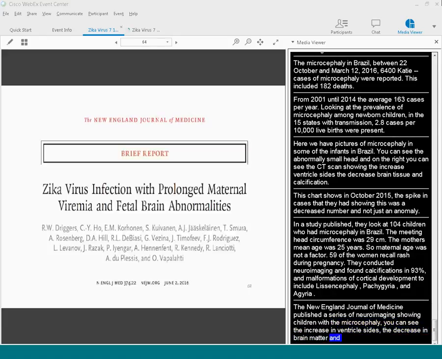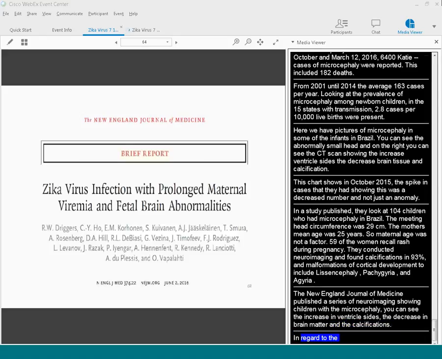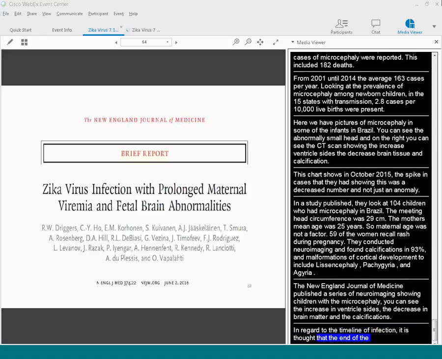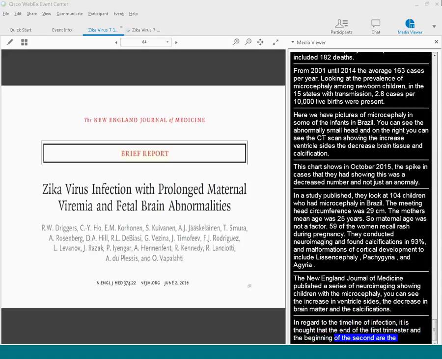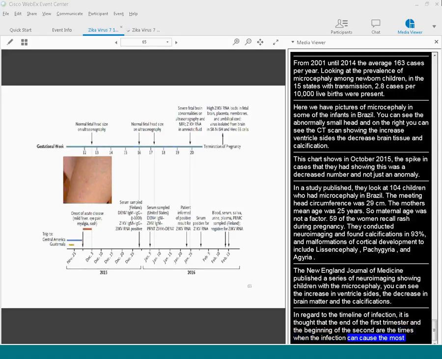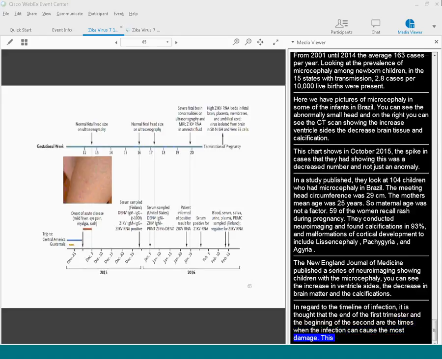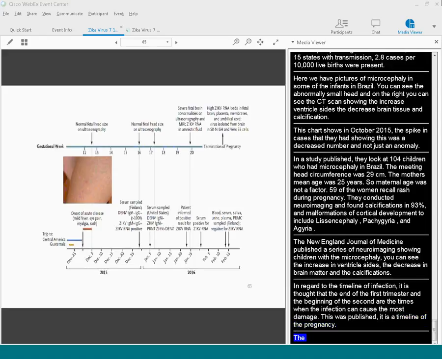Now, in regards to the timeline of infection, it's thought that the end of the first trimester and the beginning of the second trimester are the times when infection can cause the most damage to the fetal brain. New England Journal of Medicine published a timeline of such a pregnancy. If you look at this timeline, a pregnant mother traveled during the first trimester to an area of active transmission.